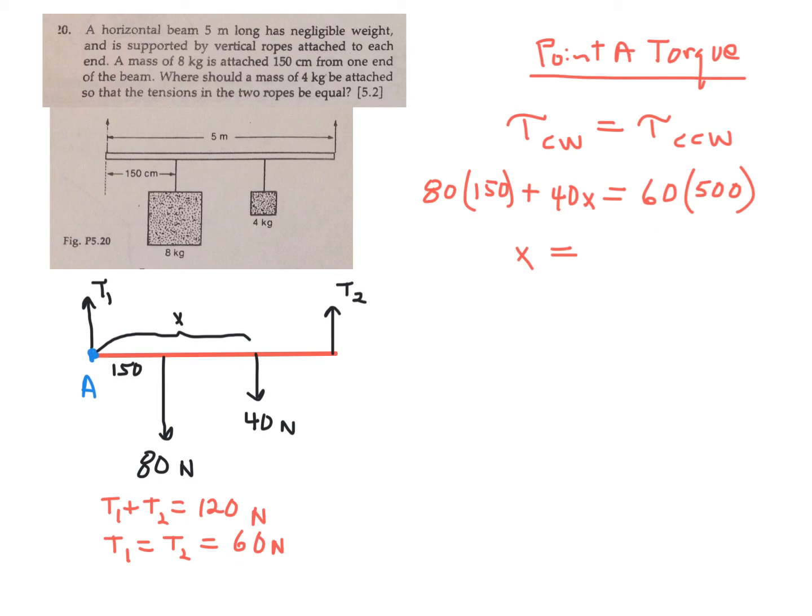That's T2 times 500 because I'm in centimeters. On the left over here I have 150 centimeters, so I've got to make sure I use centimeters on the right. Solve for x. Once you have x figured out, you should also state that it's from the left-hand edge of the rod, or you could also figure out how far it is from the 8 kilogram mass if you want to do that. But just say, okay, x is so many centimeters from the left end of the rod. Make sure you write that out.